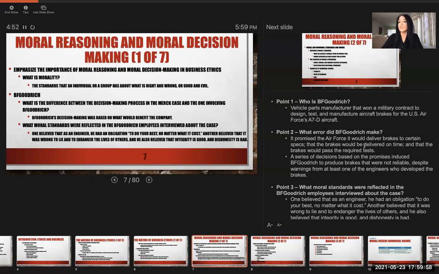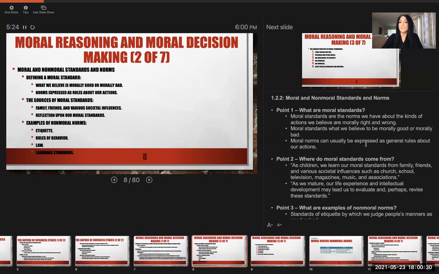A series of decisions based on promises induced the company to produce brakes that were not reliable, despite warnings from at least one of the engineers who developed the brakes. Now, what moral standards were reflected in the employees interviewed about the case? Well, one believed that as an engineer, he had an obligation to do his best, no matter what it costs. Another believed that it was wrong to lie and to endanger the lives of others. And he also believed that integrity is good and dishonesty is bad.